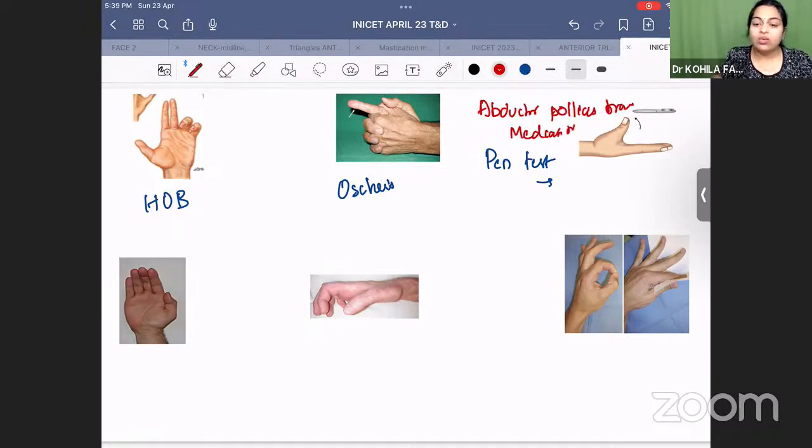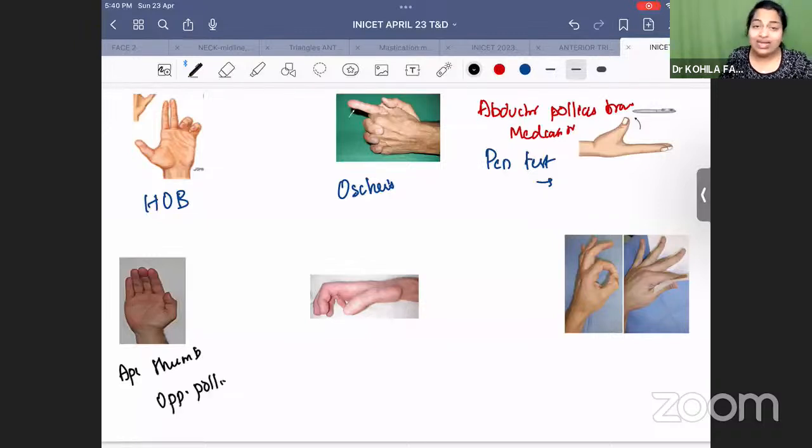Okay. Why not abductor pollicis longus? Abductor pollicis longus is innervated by the radial nerve, and it inserts into the base of the first metacarpal. It doesn't come to the phalanx of the thumb. So please make sure the pen test is for the median nerve, abductor pollicis brevis. And again, this is your ape thumb. This is due to paralysis of opponens pollicis.